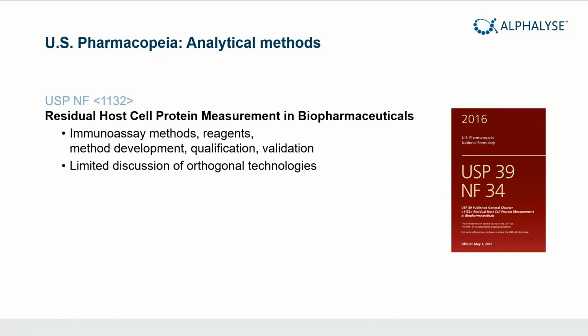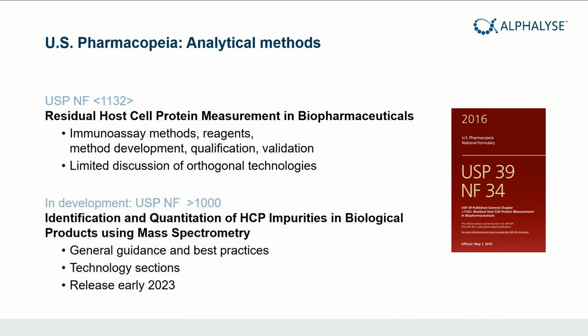This chapter has already been partly outdated, and that's why the US Pharmacopoeia about 2 years ago decided to write a new chapter. The working title is Identification and Quantification of HCP Impurities in Biological Products using Mass Spectrometry. So only mass spectrometry, no other ELISA methods in this chapter.